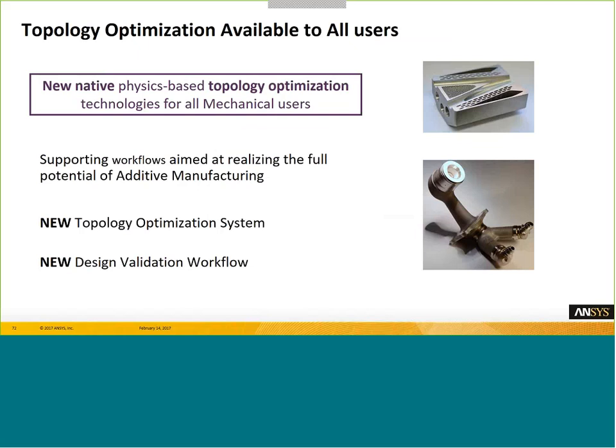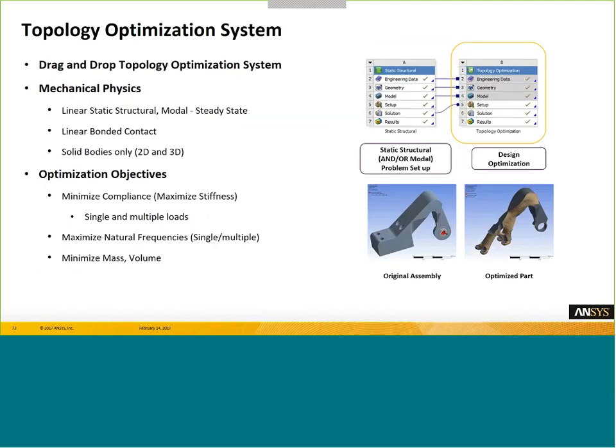So topology optimization is part of an exercise in making the best use of the technologies which are coming about around additive manufacture. So topology optimization allows us to take a volume of material, apply some loads to it, and ask the solver to figure out where the material should be. So it's a physics-based solver.